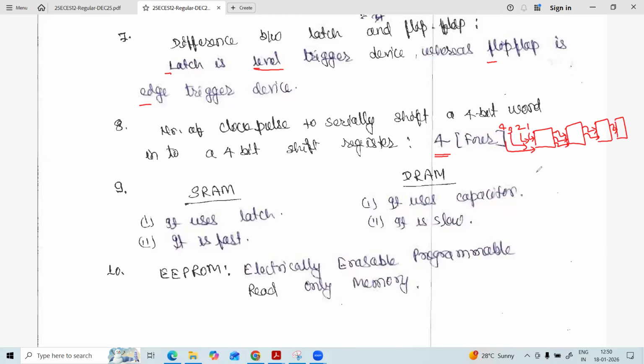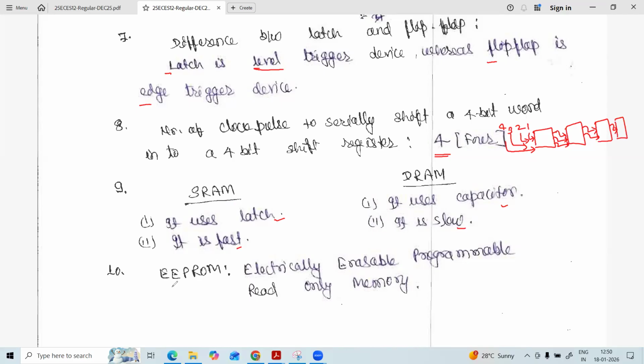So like this, 4 clock pulses are required. Next is the difference between SRAM and DRAM. S is the static RAM and D is the dynamic. In case of SRAM, we use the latch, and DRAM uses the capacitor for storage purposes. SRAM is fast, DRAM is slow.